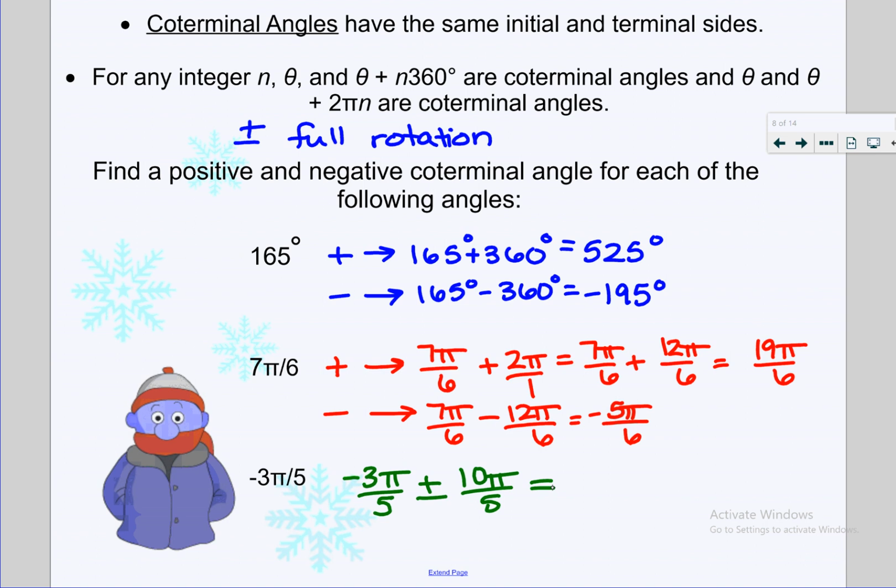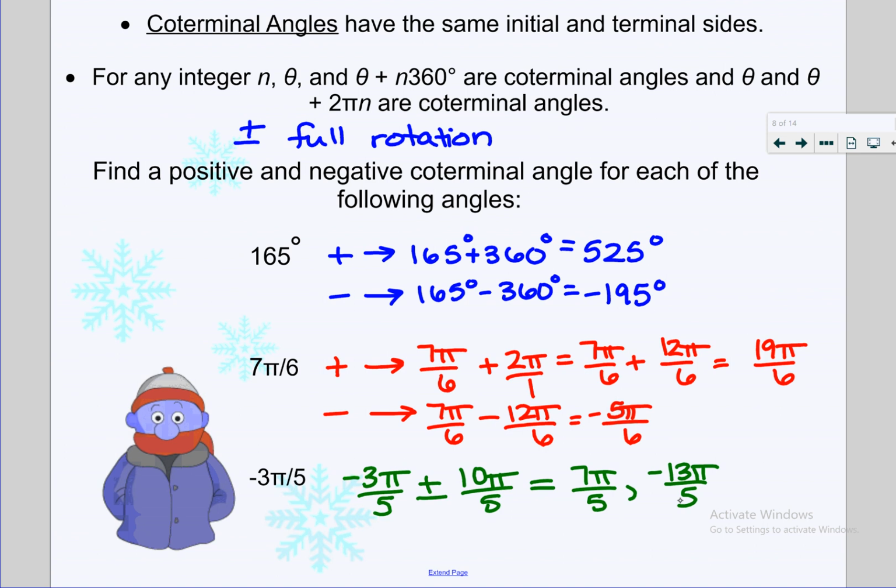If I do negative 3 plus 10, I'm going to get 7 pi over 5. Kind of like my quadratic formula with that little plus and minus, right? And if I do negative 3 minus 10, negative 13 pi over 5. One's positive, one's negative. There's my coterminal angles. Okay, so if you don't want to do it all condensed like that, you can break it apart. You can add a few extra steps if it helps to show that work, but that's the main idea with coterminal angles.